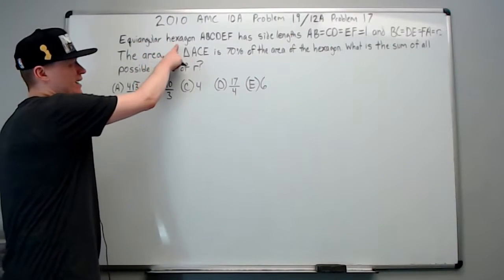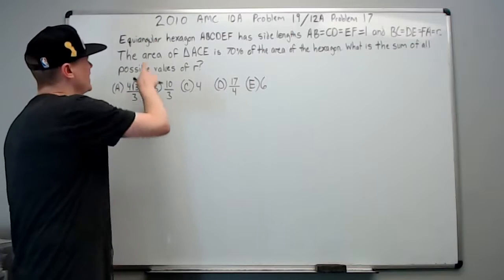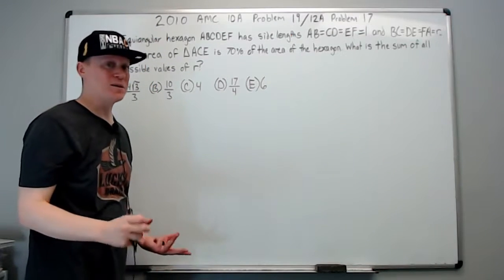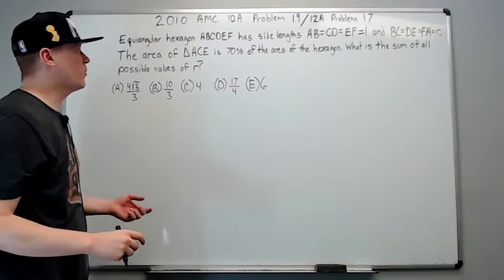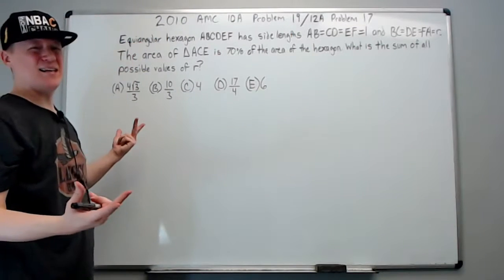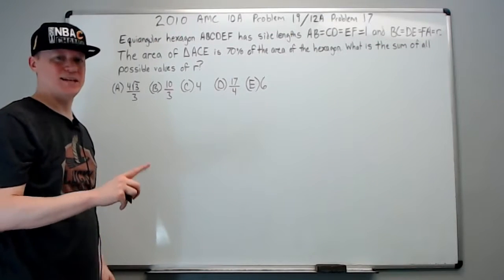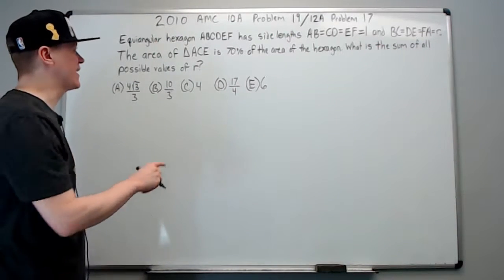Equal angular hexagon. Pause for a second. What did I just read? Equal angular? Why didn't it say regular? Probably because it's not regular. But what does that mean then? It means it's not equilateral, but it is equiangular. Yes, that's exactly what it means, and you're going to have to accommodate that somehow.